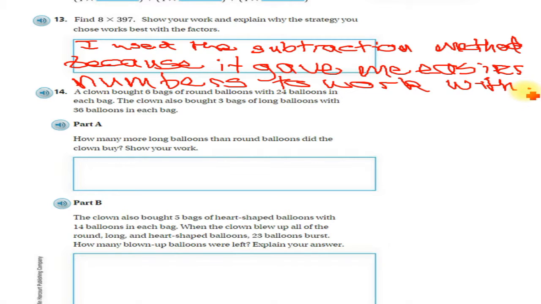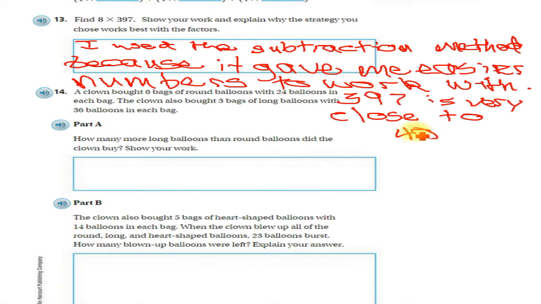But again, if you used another strategy like expanded form, or even if you use regrouping, that's fine, as long as you get to the correct answer and then you're able to explain why you chose that strategy, why it worked best for you. Okay? I could even go on to say because 397 is very close to 400, which was part of my reason. Okay, I'm going to even add that. 397 is very close to 400. So it works pretty easily by estimating it up to 400.